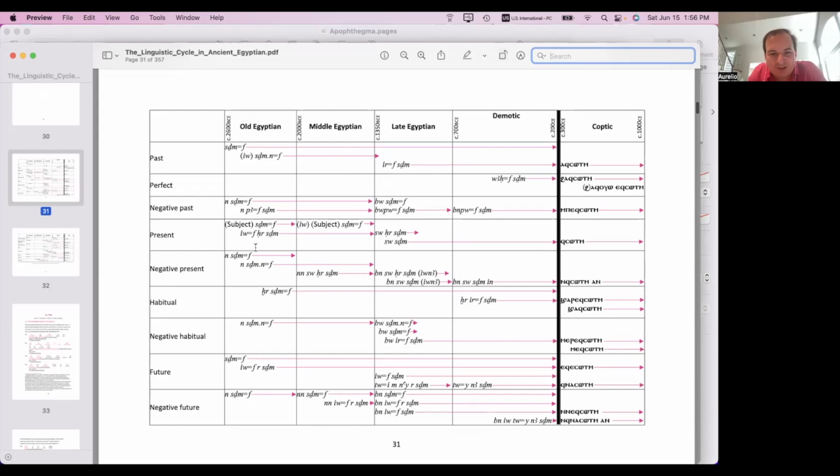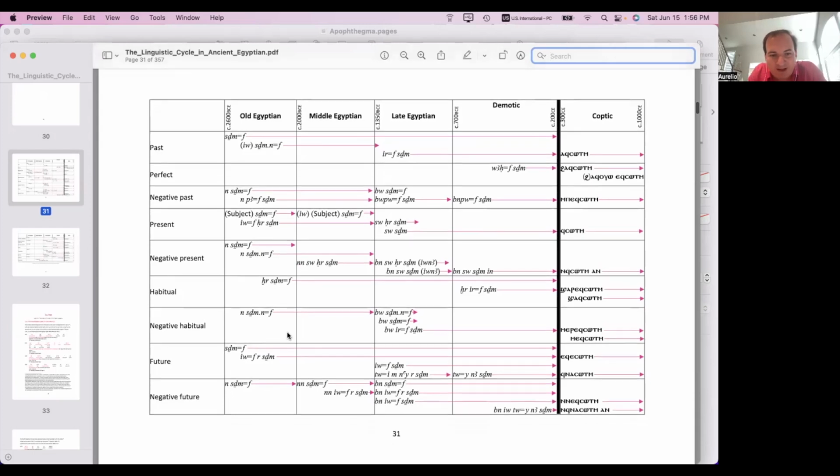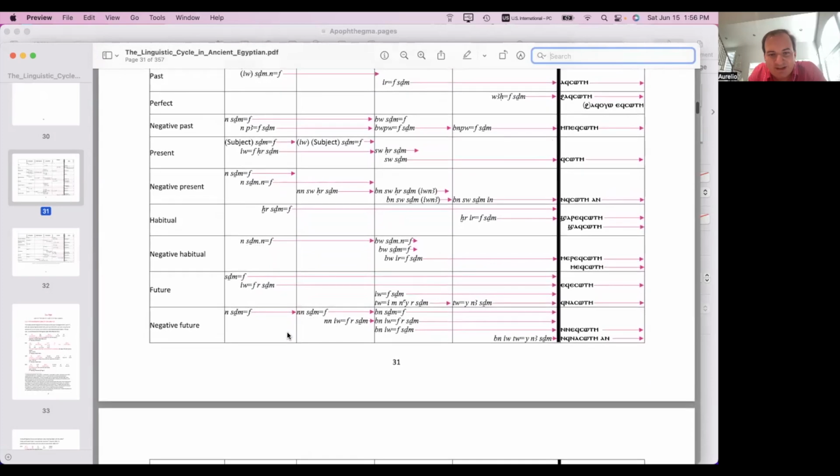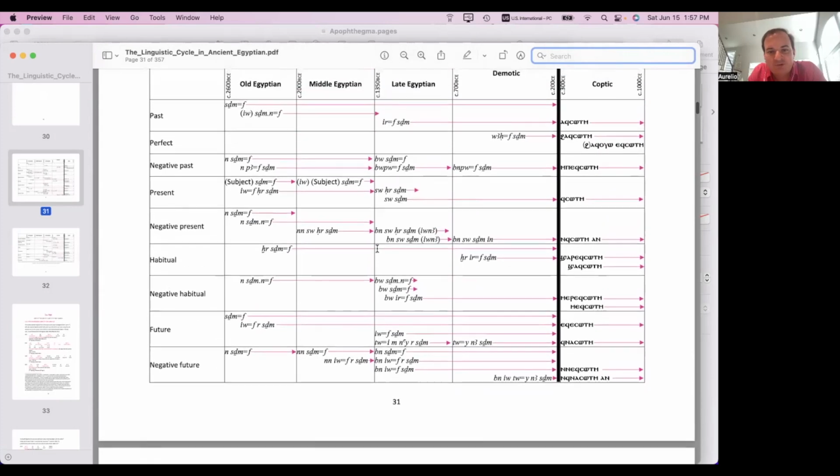So to your point then, how does the negative habitual, here you go, N segem F, Bu segem F, shortened as Neveu claims to Bu segem F, then made into a periphrastic construction with the iri in the middle. And that finally becomes the Coptic. So at least that's the path that's being charted out here in this thesis.